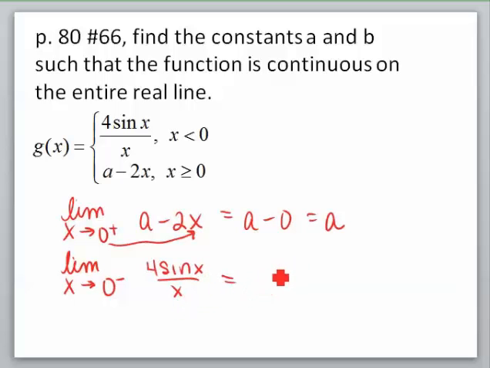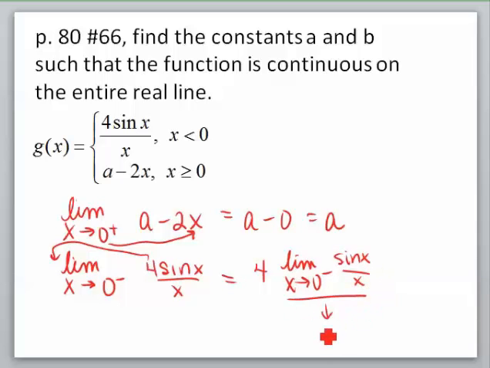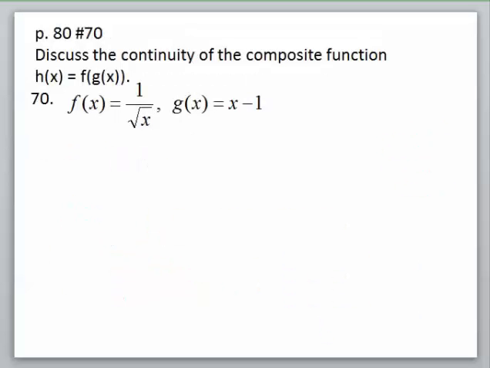And what I end up getting is bringing this 4 out front. So I've got 4 times the limit as x approaches 0 from the left of sine x over x. And if you remember, we're supposed to memorize this to be a 1. So we have 4 times 1, which is 4. So that means we would want a to be equal to 4 for this piecewise function to be continuous on the entire real line.